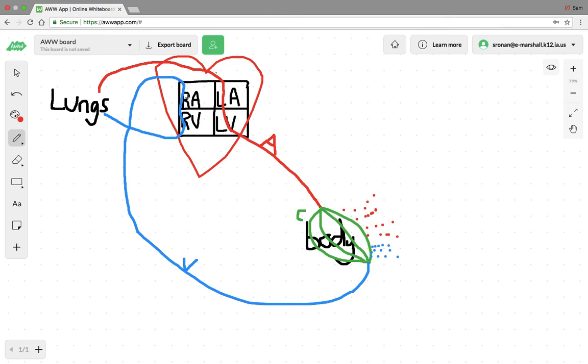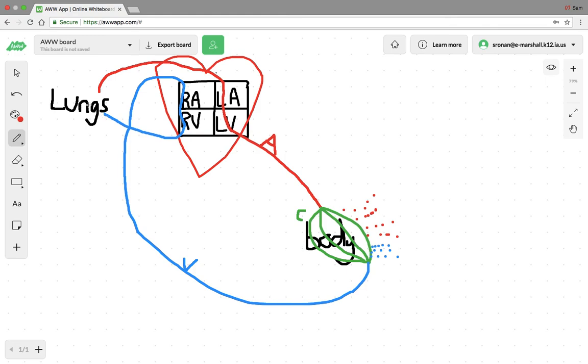The right atrium's like, I don't want to deal with this. Pass it off to the right ventricle. The right ventricle's like, I don't want to deal with this either. So he's going to pass it all the way back to the lungs. The lungs are like, you know what? Fine. I'll get rid of this stuff for good. So we breathe that carbon dioxide out.